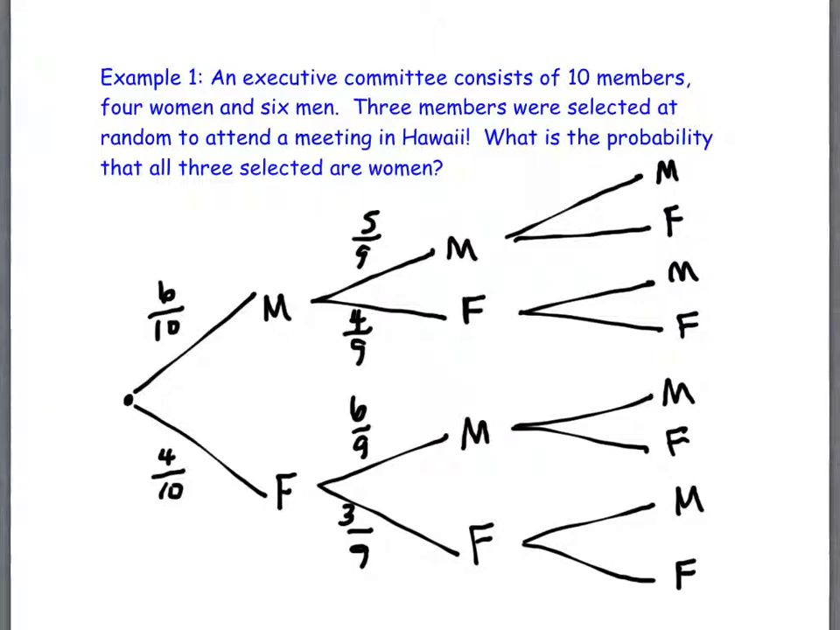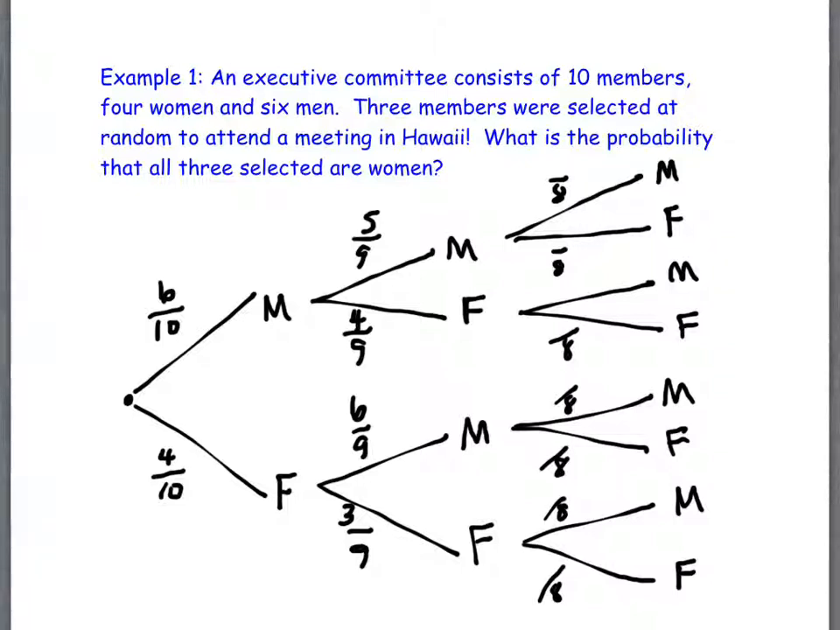Okay, so how many names total are in the basket right now? 8, because I've already drawn 2 out. So all of these have a denominator of 8. Numerators are going to change a little bit around, but they all have denominators of 8. Okay, so it matters which branch you're on.